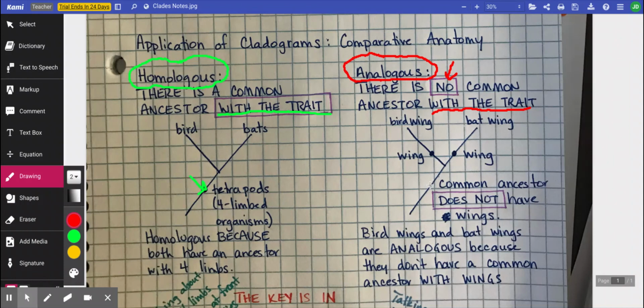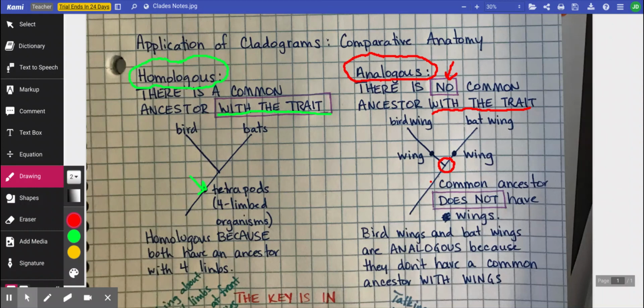So somewhere back in here would have been the common ancestor with four limbs, but the wings developed separately. At their last common ancestor, this common ancestor did not have wings. And we know that because the bird wing developed looking very different from the bat wing. So if those wings don't look the same, that helps us to understand that they didn't come from a common ancestor with that particular trait. Now, the limb itself came from a common ancestor, but the wings developed separately.